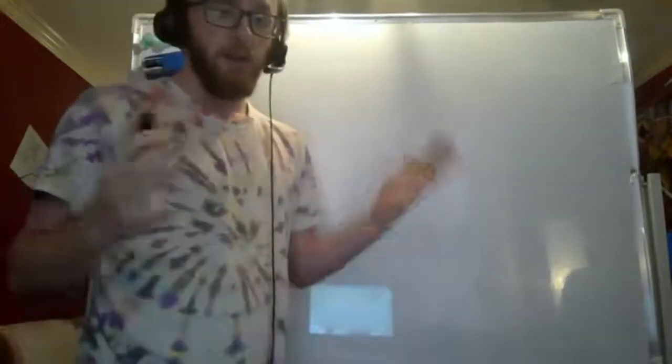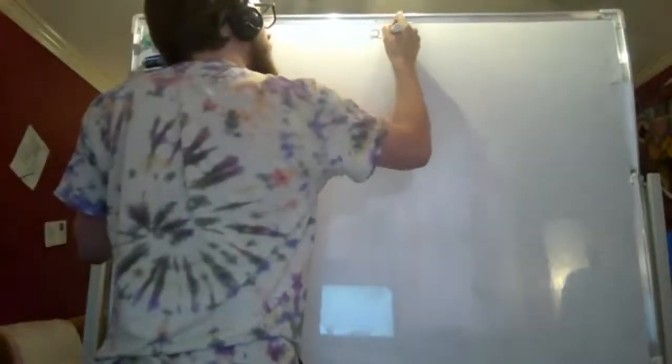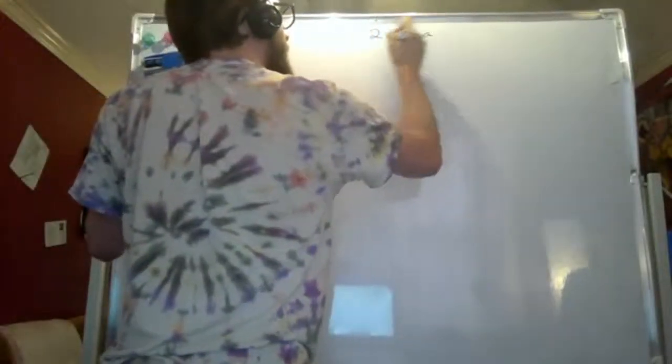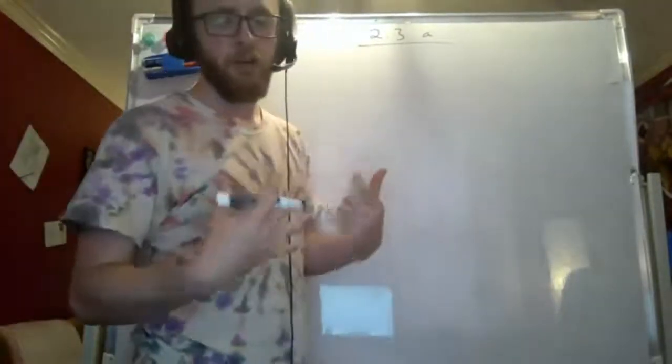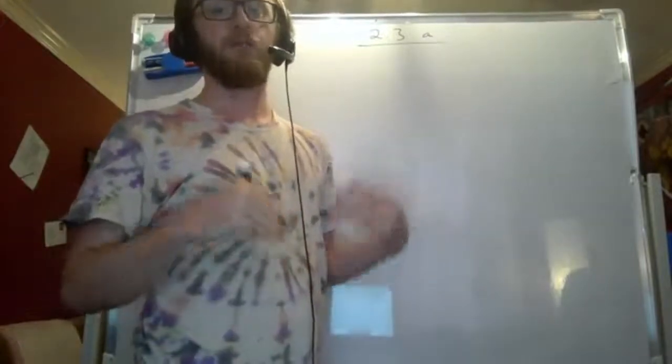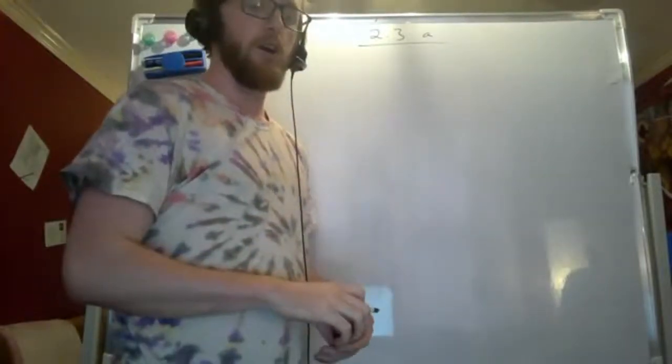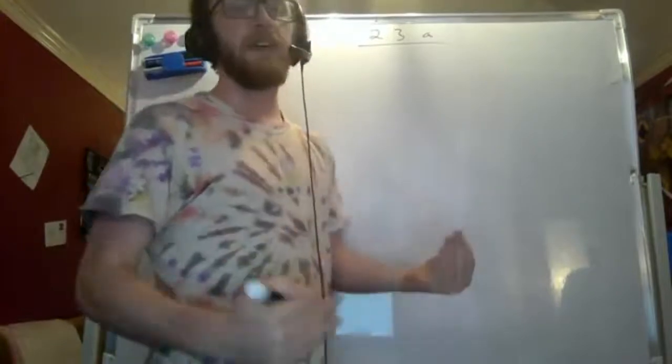At any rate, 2.3a is where we are starting today. We want to cover some new vocabulary building off this idea of what is a derivative, what is slope, what does it mean for a derivative to exist, so on and so forth. That's what we're aiming for.